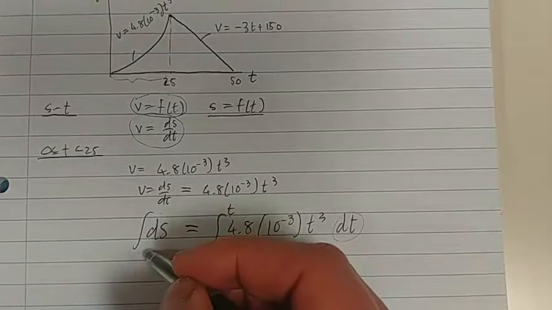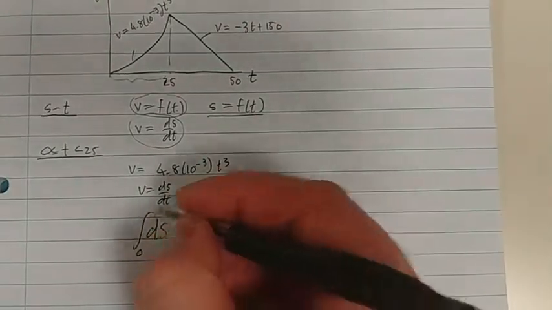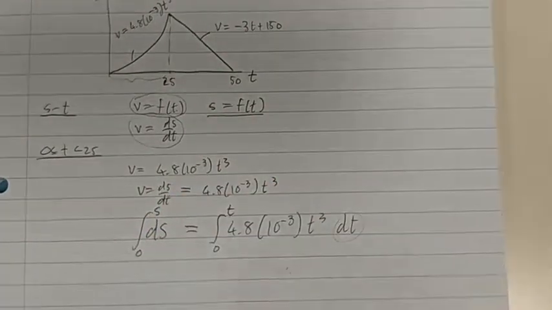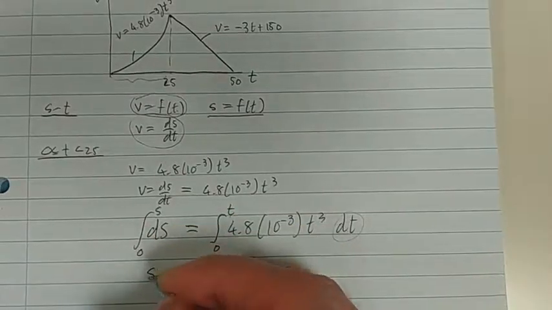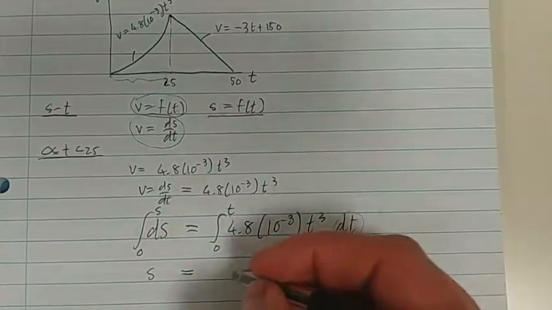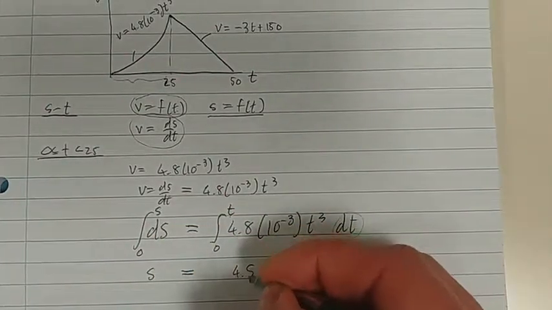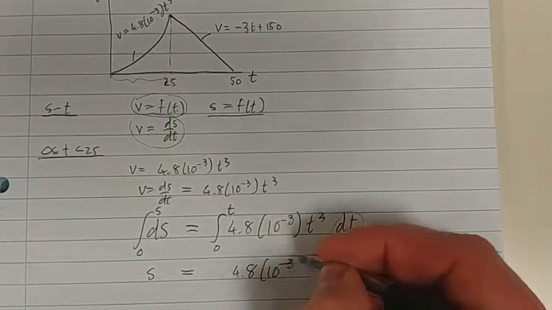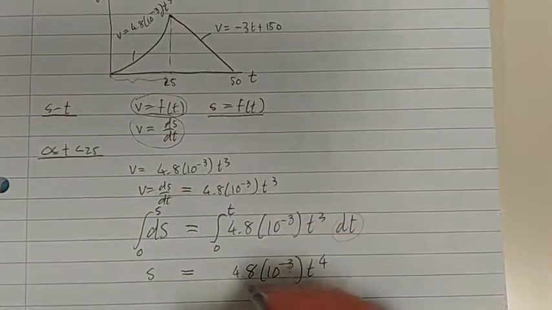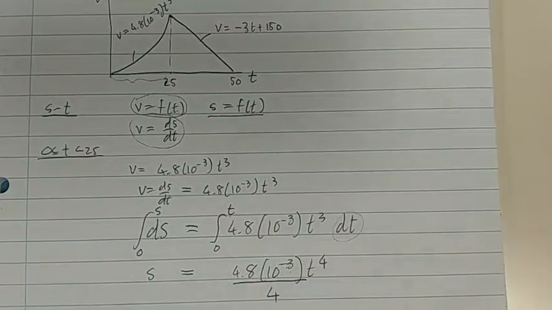And then what about our s? We're just going to have between 0 and s. So on the left here, this becomes s. On the right, this becomes 4.8 times 10 to the minus 3, t to the 4 over 4.